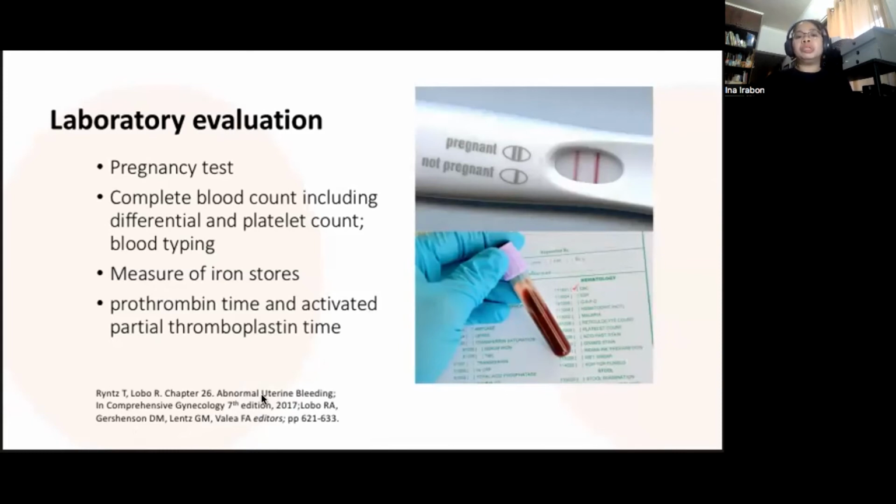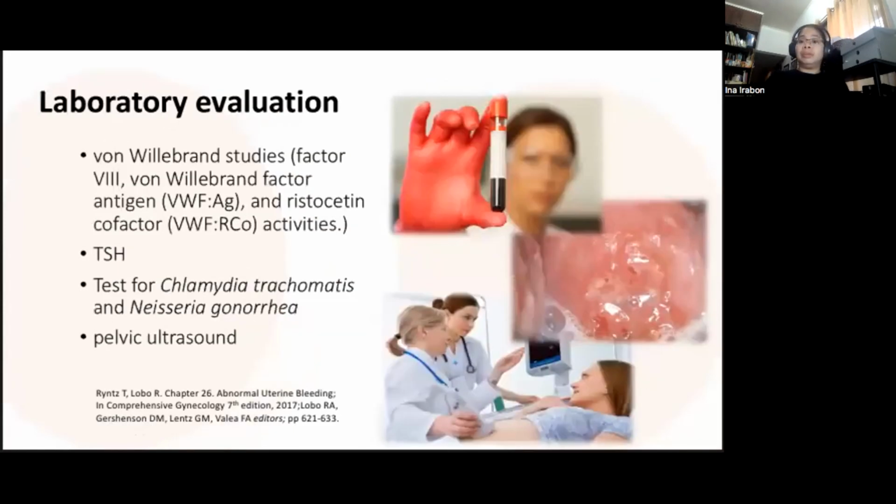Okay. We also request for CBC, including differential and platelet count. Of course, blood typing, especially if the patient has already signs of anemia. Okay. This is just optional. You can measure iron stores. And of course, if we are highly considering coagulation disorders, we request for PT, APTT, okay, for von Willebrand studies also. For endocrine panel, what's most important will be the thyroid stimulating hormone.